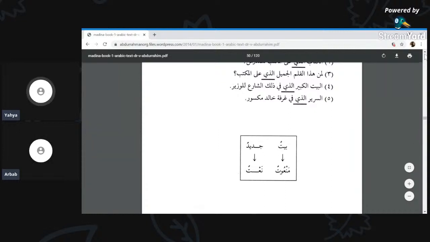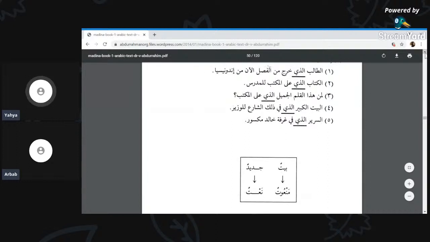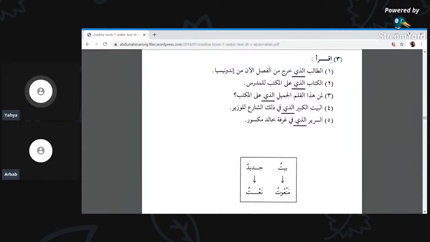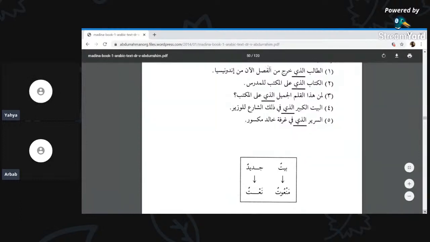Okay, also I just noticed above the box here, we've got alladhi. So alladhi means which or who. So like a rajul ladhi kharaj, the man who went out, for example. Okay.